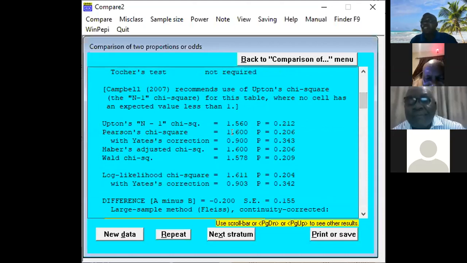Can you see the Pearson chi-square is 1.600? Yes, sir. You will see the Yates corrected is 0.9, right? The chi-square is 1.600, and the p-value is 0.206. The Yates corrected chi-square is 0.900, and the p-value for the Yates corrected is 0.343. Can you see it on the screen? Yes. So let's go and run it.